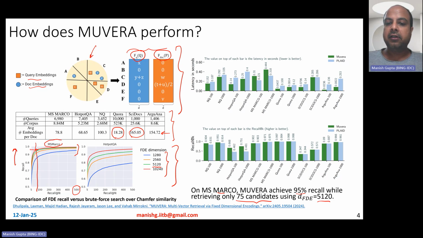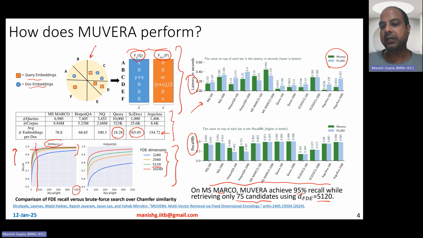Okay. They also compare their method on several datasets, as you can see here, with Plaid. And what you can observe is that typically the green one, which is Muvera, has lower latency compared to Plaid and higher recall at K. I mean, this is end-to-end recall, so essentially getting the right documents, right? So Muvera has much higher recall compared to Plaid and lower latency.